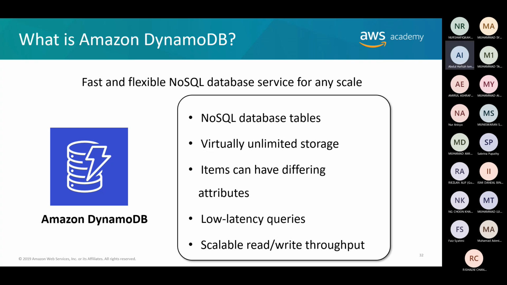Some additional key features include global tables that enable you to automatically replicate across your choice of AWS region, encryption at rest, and item time to live.